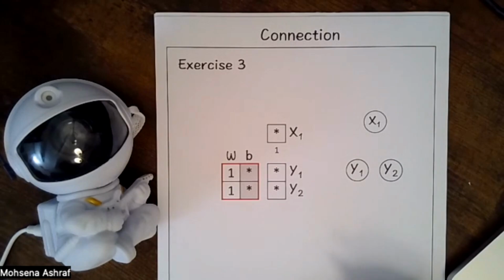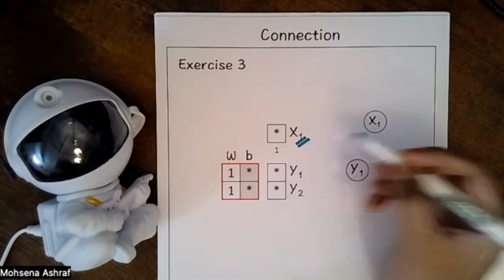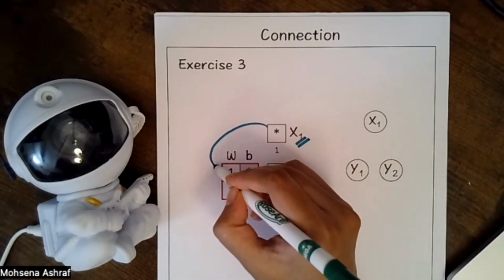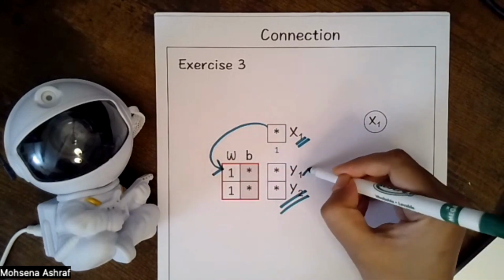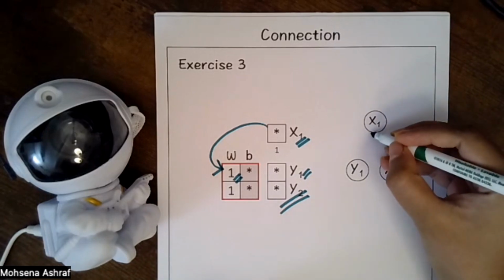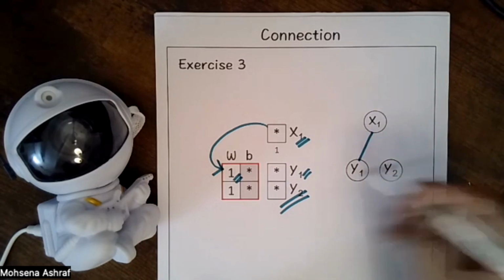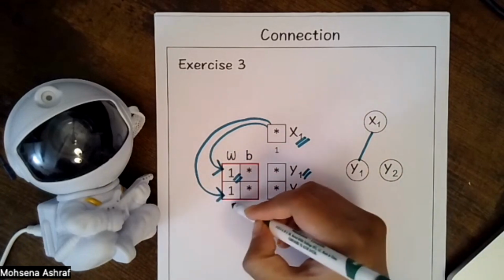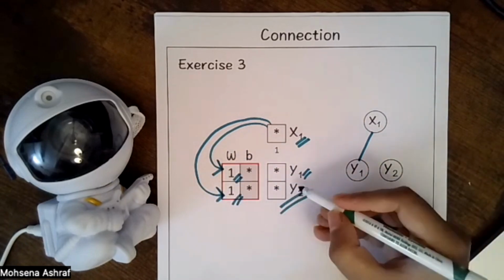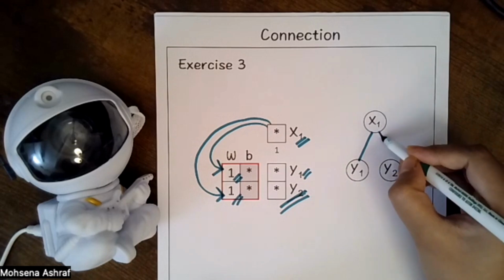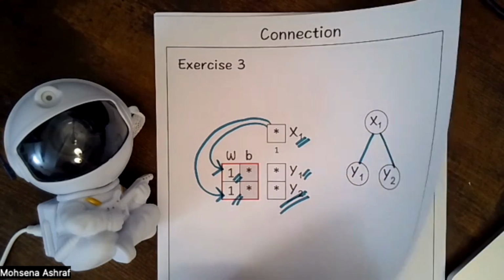In the next exercise, you can see that we have only one input here, but we have two outputs here. So x1 will have the effect of its information to y1 because the value here is non-zero, or we can say the value is 1. So we will get a connection from x1 to y1. Again, this value of x1 will get multiplied by this value of the weight, and then it will have the effect of its value to y2. So we will get a connection from x1 to y2 also.